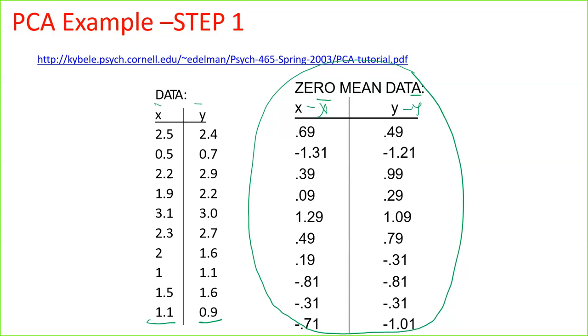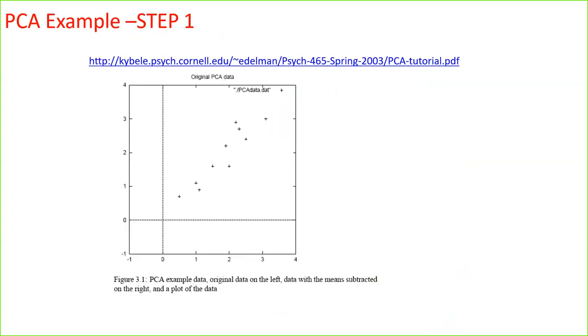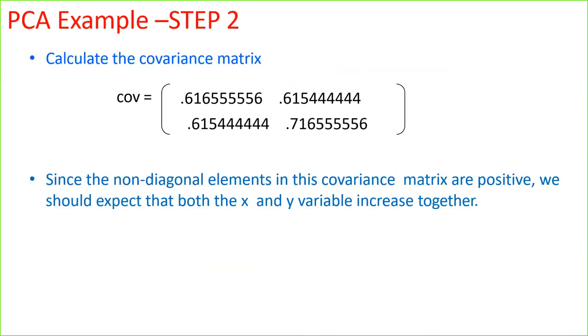So now the next step, this is the zero mean data. The next step is to calculate the covariance matrix of this zero mean data. How many dimensions are there? Two dimensions are there. Two variables are there. So what is the size of the covariance matrix?